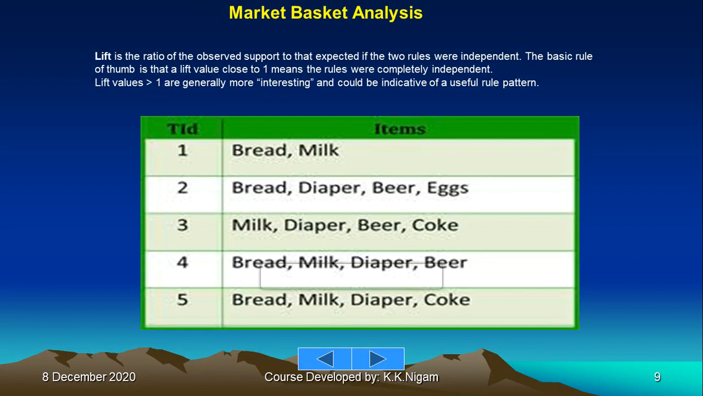Lift is the ratio of the observed support to that expected if the two rules were independent. The basic rule of thumb is that a lift value close to 1 means the rules were completely independent. Lift values greater than 1 are generally more interesting and could be indicative of a useful rule pattern.